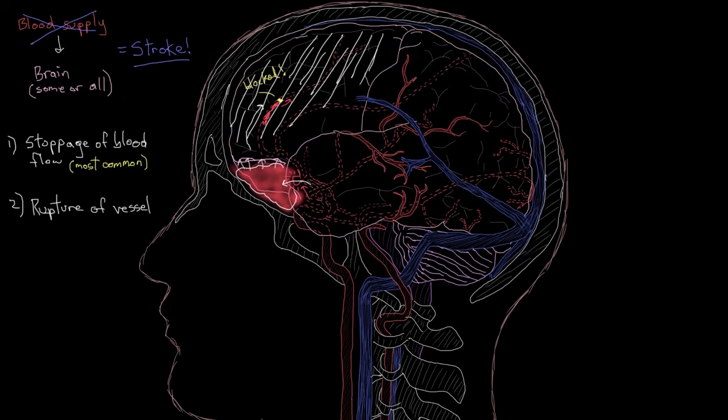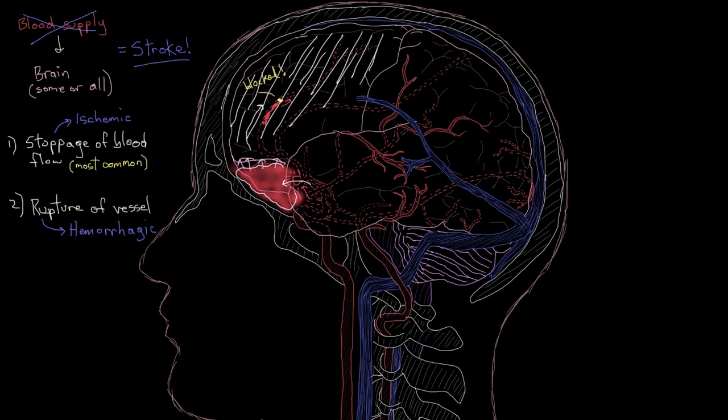You can get stoppage of blood flow to an area, which is also called an ischemic stroke. Ischemic refers to a cellular environment where there's not enough oxygen. Or you can get this rupture of a vessel that we saw earlier, and that's called a hemorrhagic stroke. Hemorrhagic refers to a sudden torrential bleeding outburst. So ischemic stroke and hemorrhagic stroke.